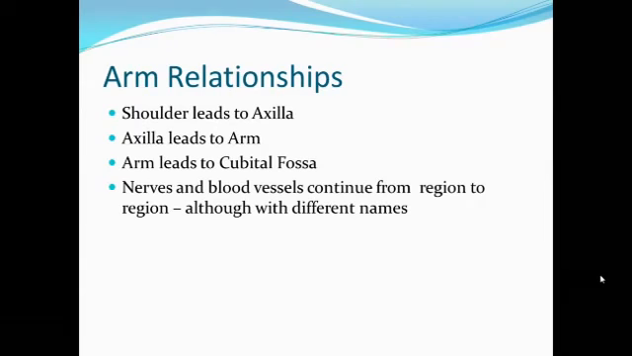And these relationships are very useful for describing the continuing pathways for nerves and blood vessels. And it's important to recall, as nerves and blood vessels travel from one region to the next, they often change their names.